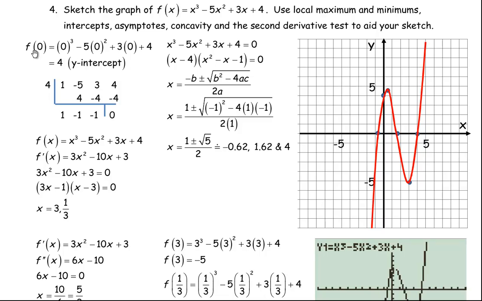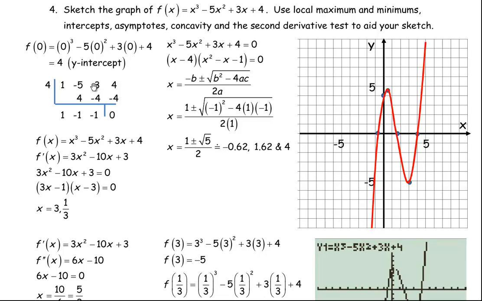And so I can find the y-intercept by putting 0 in place of x. So if I put 0 here, 0 here, and 0 here, that whole part there is actually going to be 0, so f of 0 is just 4. And so that's the y-intercept. So that's why the graph goes through the y-axis here at 4. Now, to find the x-intercepts, I set the function equal to 0. And so I need to factor it.